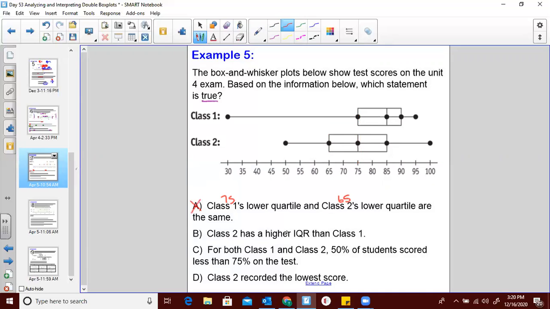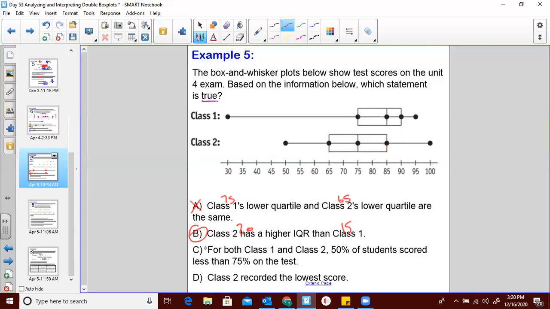B, Class 2 has a higher IQR than Class 1. Let's figure out what Class 2's IQR is. It looks like it's going to be 85 and 65. And when you subtract those, you'll get 20. And Class 1 looks like it's 90 and 75. And when you subtract those, you'll get 15. So Class 2 has a 20, Class 1 is 15. 20 is higher. B looks like it's a good answer.